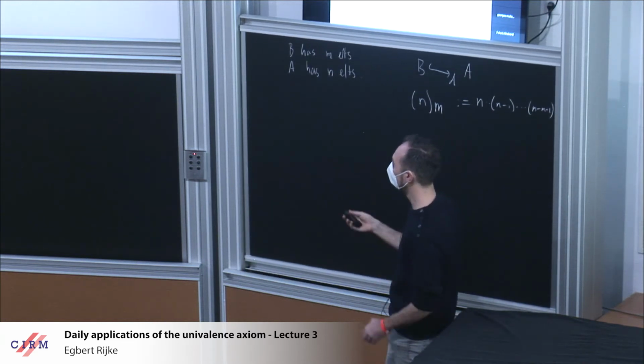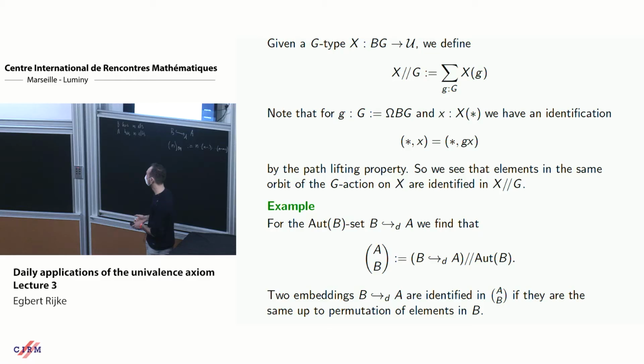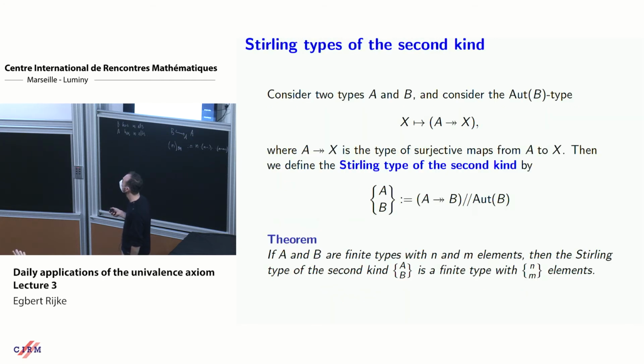And the automorphism group of B has m factorial elements. So if we quotient that out and divide here by m factorial, then by kind of hand-wavy arguments, the cardinalities should work out. That's how I got to the idea of defining it that way. And then we got this definition.